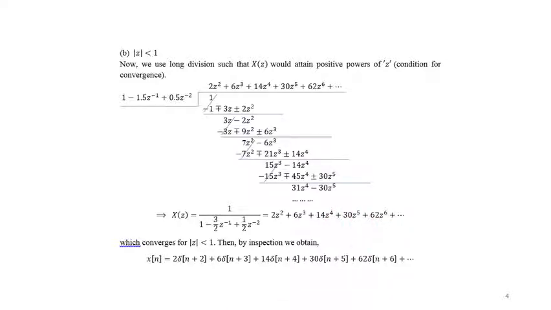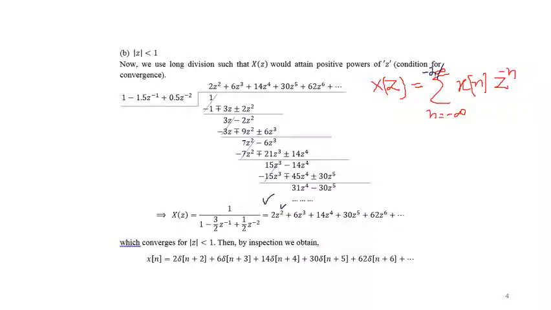Again, by comparing with the standard formula, we understand that x of z starts from z power minus 2, so that means it doesn't go from minus infinity up to infinity, in fact it goes up to minus 2.